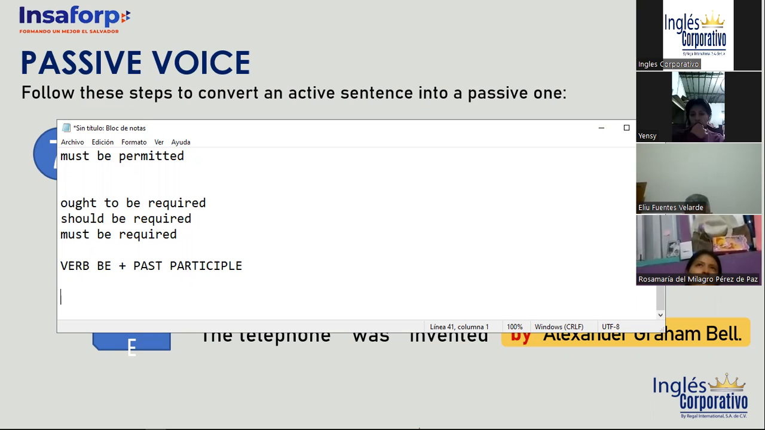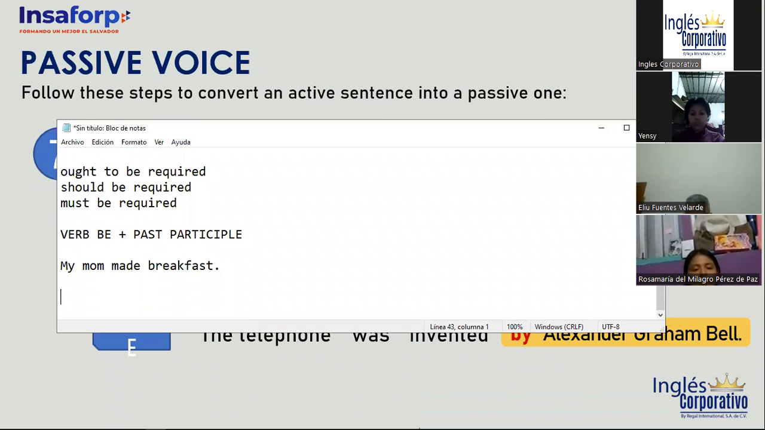My mom did the breakfast. Vale. En este caso sería el verbo make, ¿verdad? Sería made. So, my mom made breakfast. No the breakfast, porque recordemos que the es un artículo definido. Cuando yo lo utilizo es porque estoy hablando de algo específico.